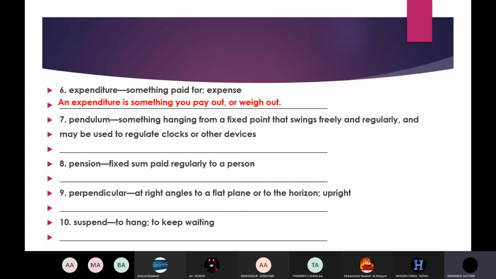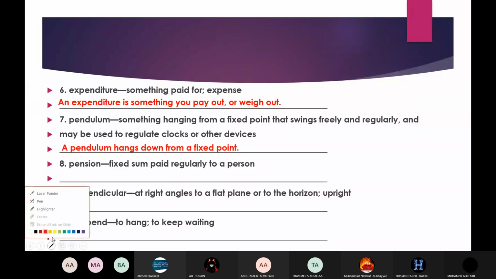Okay. So the pendulum is something that is hanging from a fixed point that swings freely and regularly and may be used to regulate clocks or other devices. Actually, in some clocks, the second arrow is like a pendulum. In some old clocks, you will find that.